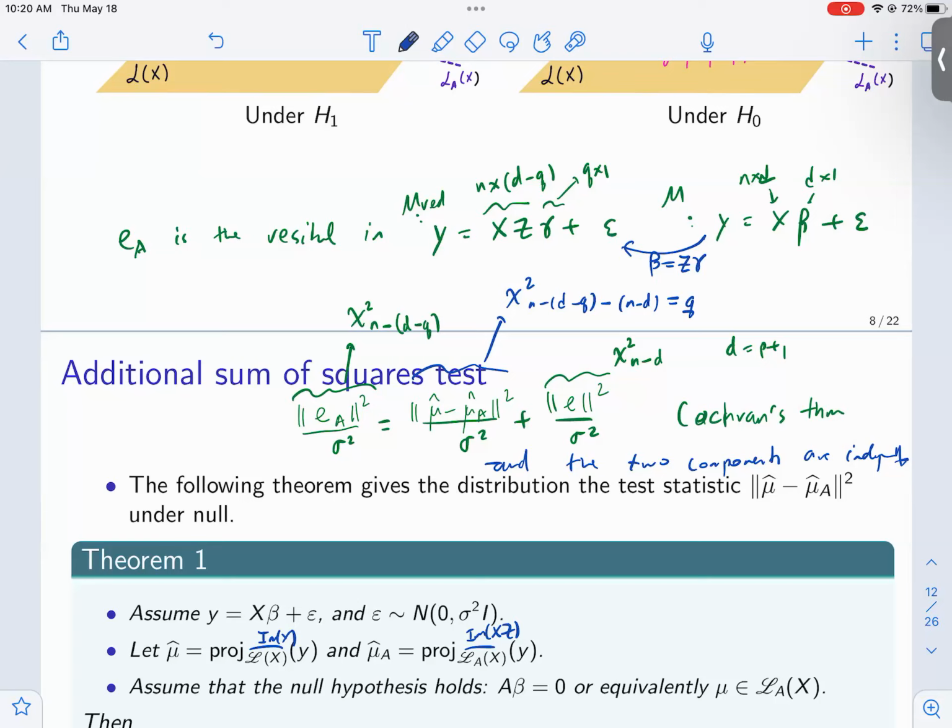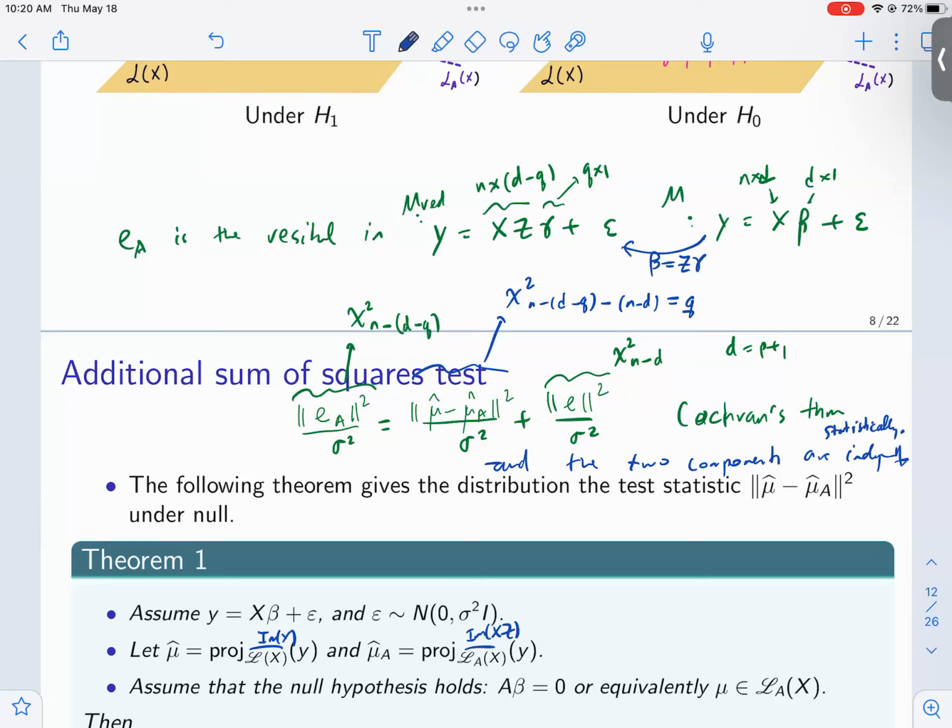It's a very nice result: if you can write a quadratic form as a decomposition of two quadratic forms, and you know that this side and one of the other sides are chi-squared, then the rest has to have a chi-squared distribution. And the two components have to be statistically independent, which is a very strong result. So these are random variables, if you remember.